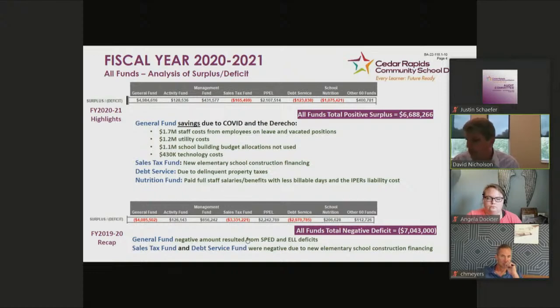But if you compare that to last year, one of the big drivers, you can see general fund was in a negative. Most of that negative could be tied to special ed or ELL deficits. We spent more than what we actually received from the state to support those funds. And sales tax was also in the negative. The sales tax fund was due to construction, and the debt service was part of the refinancing. The timing of having the funds came through the debt service to report the refinancing of some bonds that we had.